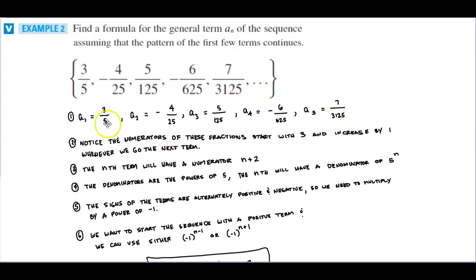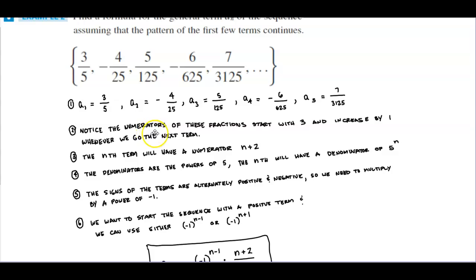Now, we need to analyze what's happening with this sequence. Let's take a look at the numerators first. The numerators of these fractions start with the number 3, and then increase by 1 whenever we go to the next term. So the nth term will have a numerator of n plus 2.